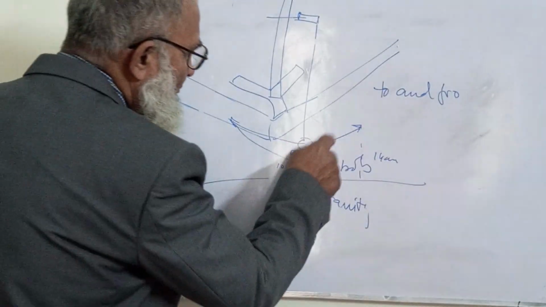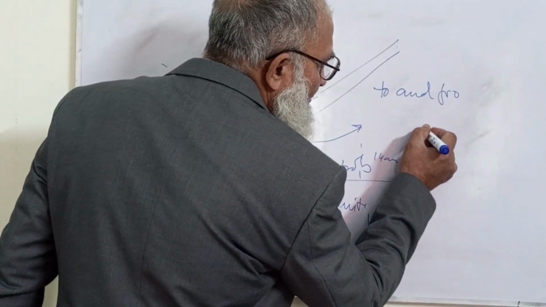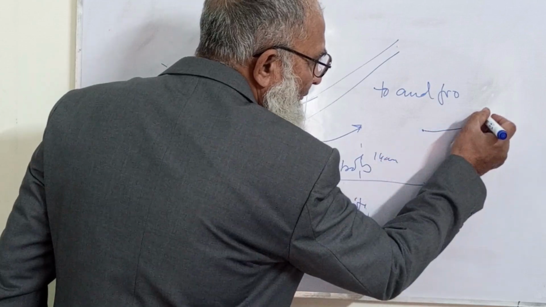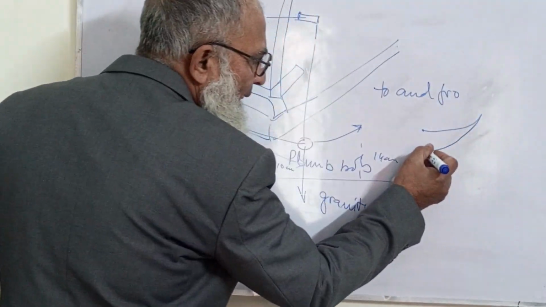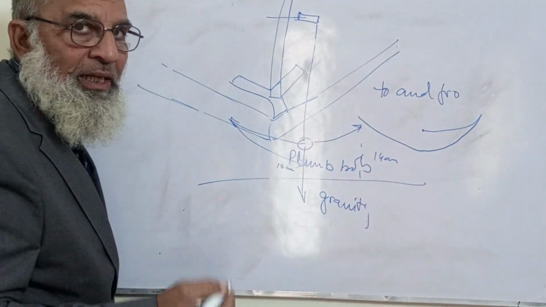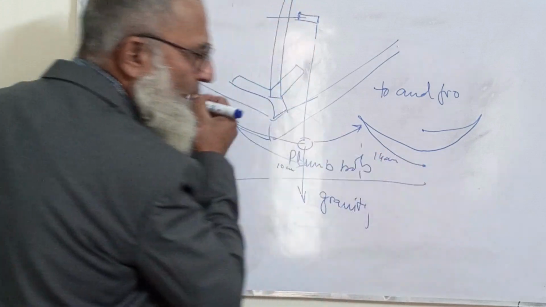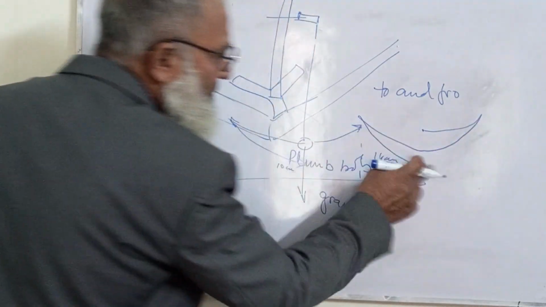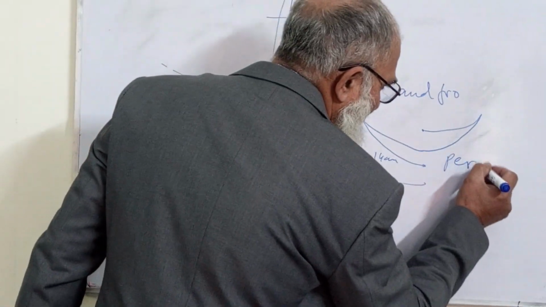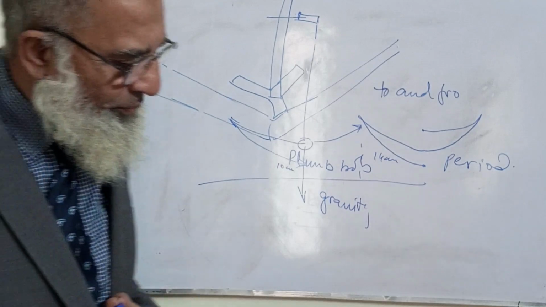One complete oscillation: it has started from point zero, the center point, and went up there, came back to its center position. By virtue of the kinetic energy, it has gone up to the other side, and now this complete cycle is one oscillation, and this is called one period.